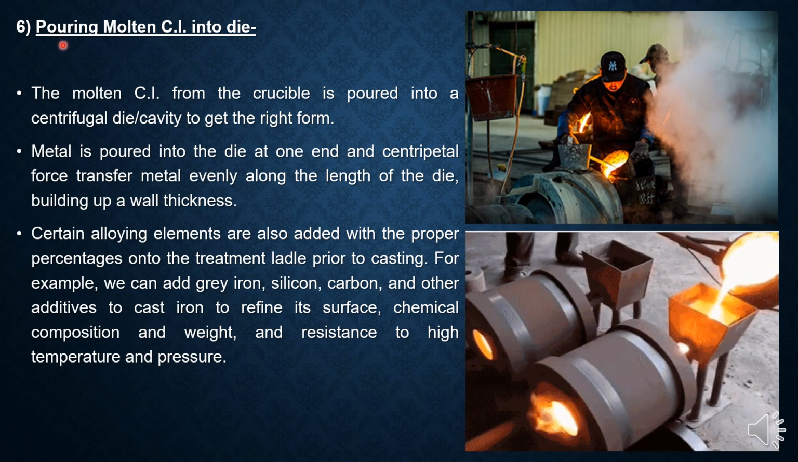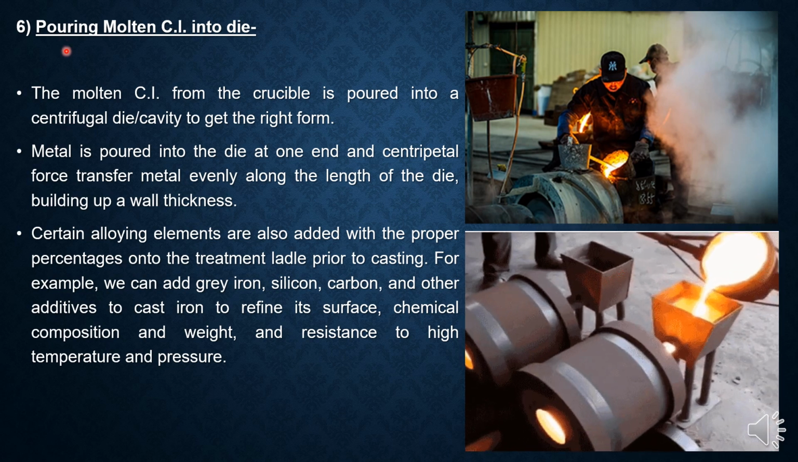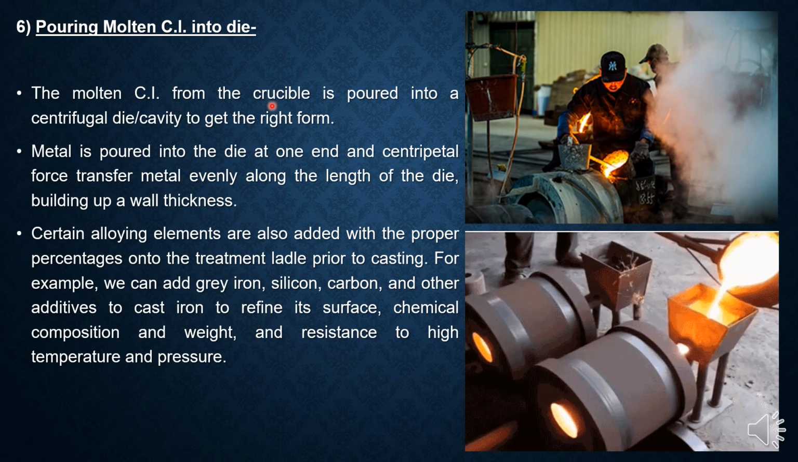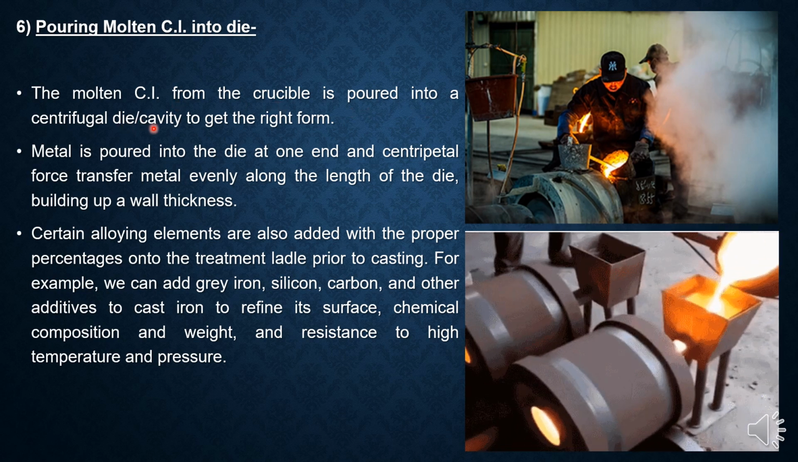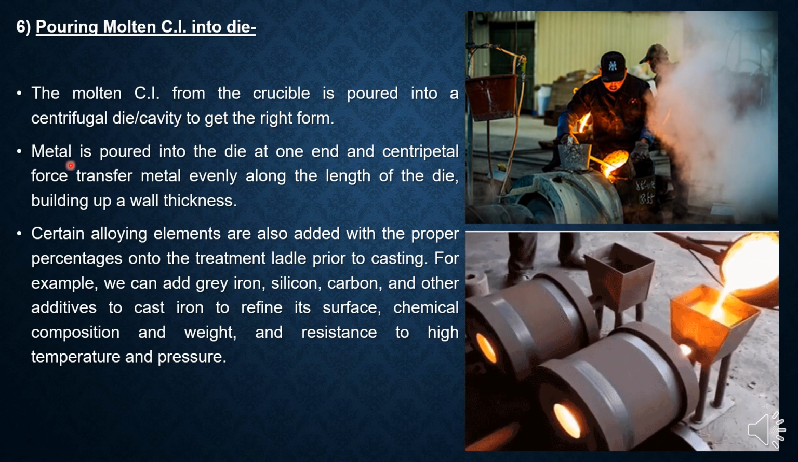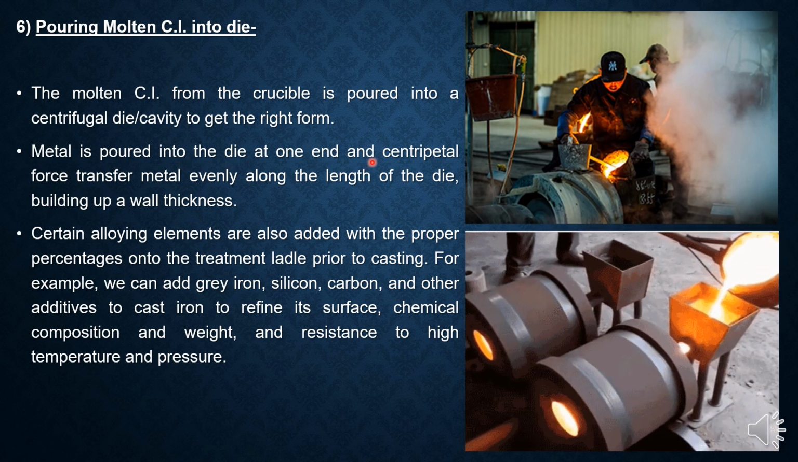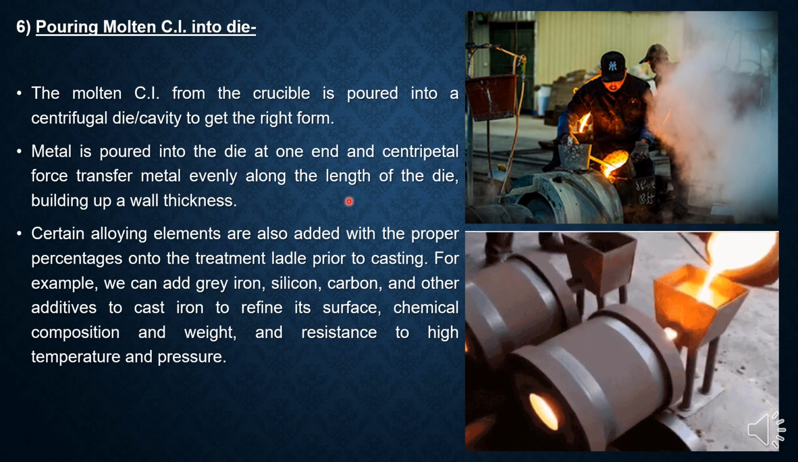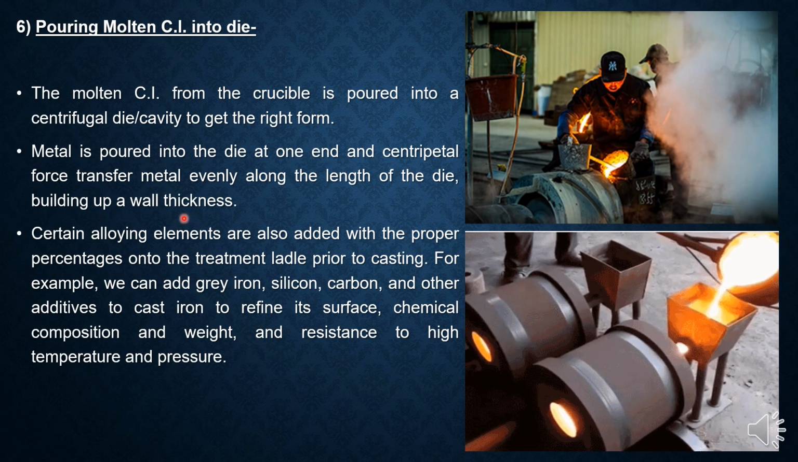Next is pouring molten cast iron into die. The molten cast iron from the crucible is poured into a centrifugal die cavity to get the right form. Metal is poured into die at one end and centripetal forces transfer the metal evenly along the length of the die, building up a wall thickness.